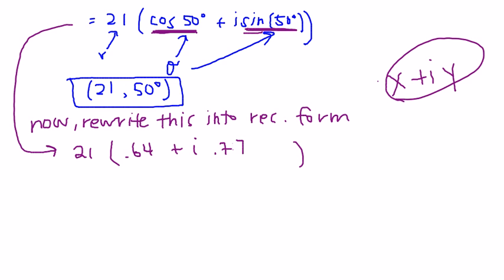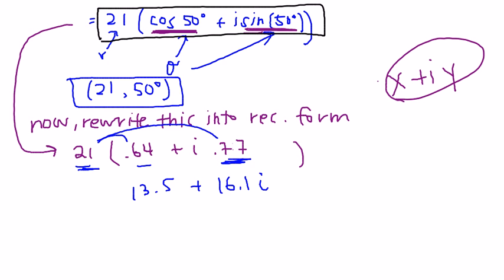Now what we're going to do is distribute this radius into these two terms. So take the product of 21 times 0.64, that gives us 13.5. And if I take the product of 21 with 0.77, that gives us 16.1, and let's not forget that i. So we've rewritten something that was in polar form into rectangular form. So let's do another example.